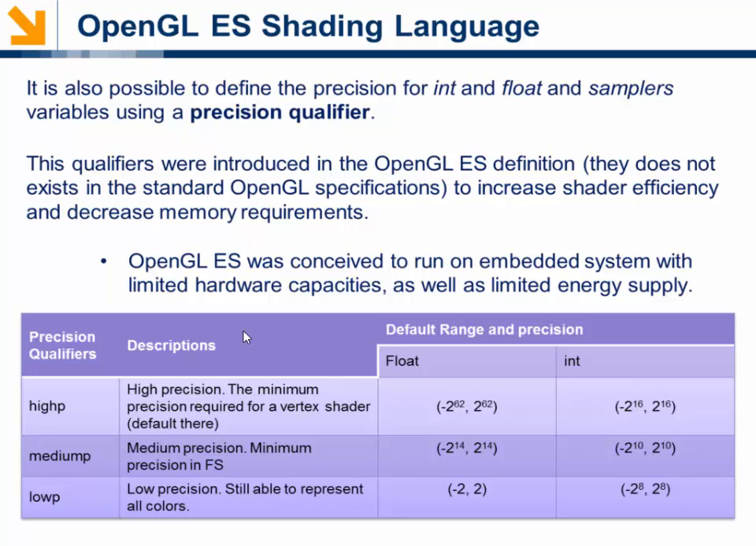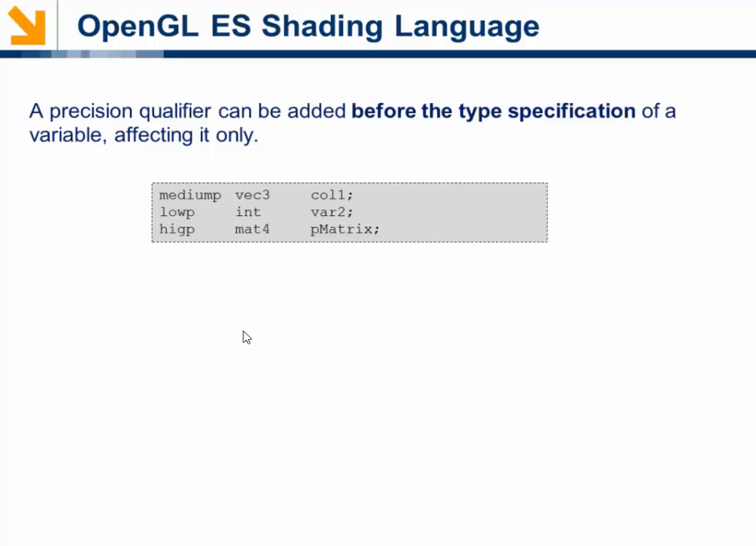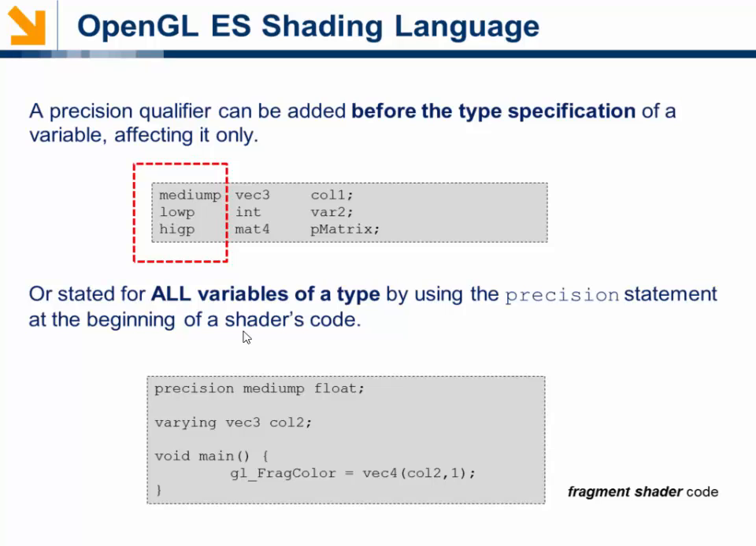The precision qualifier, highp, mediump, or lowp, can be expressed both before declaring a variable or at the very first row of the shader, and then it becomes valid for all the code inside that shader. Here you see that it is expressed in front of each variable, affecting only it, instead of the precision of all in the shader.